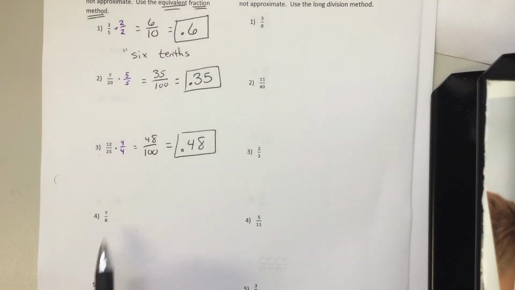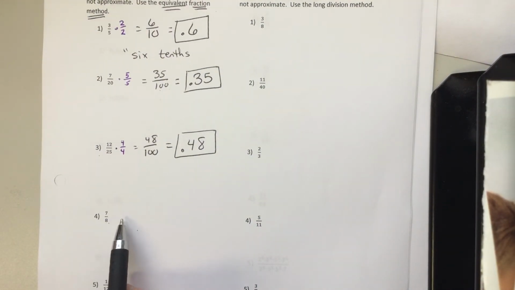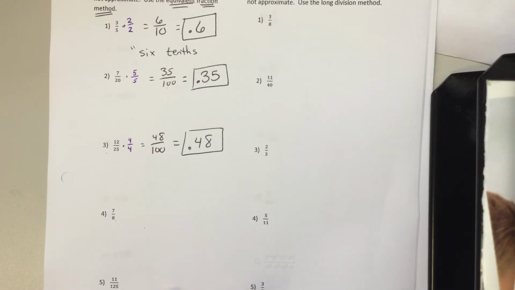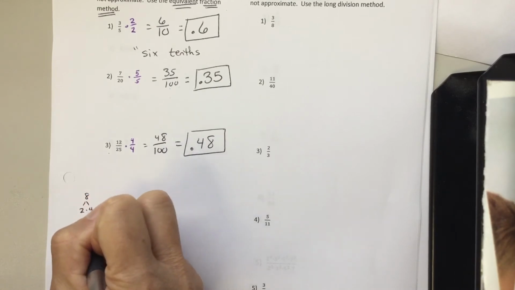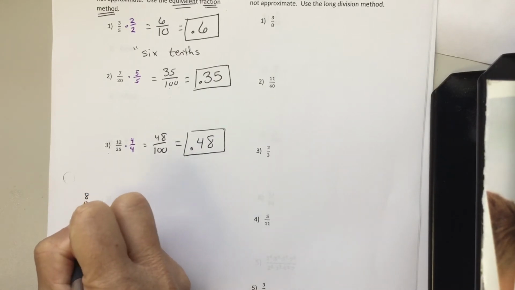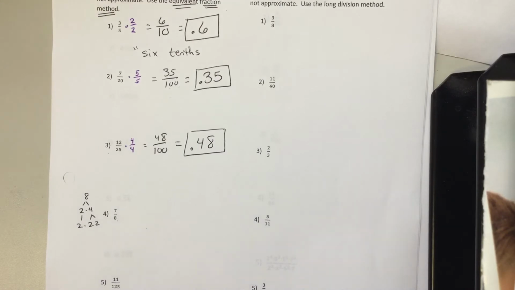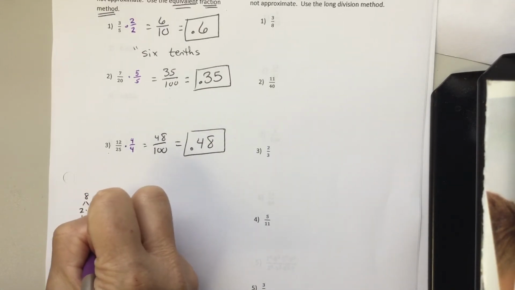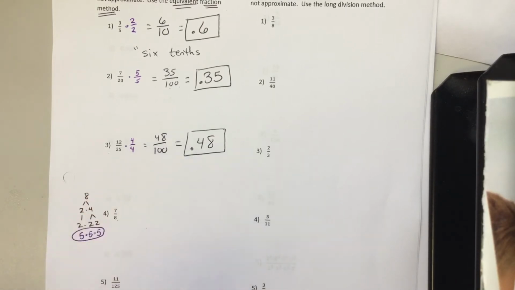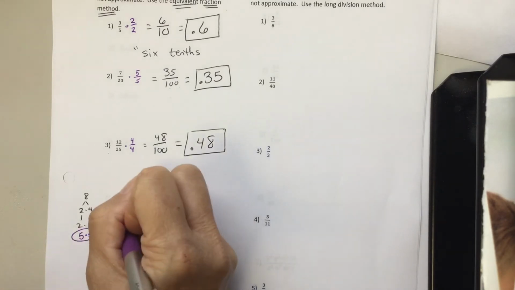Now 4 is a little bit trickier. We have 7/8, so it's not real obvious what I need to multiply 8 by to get a power of 10. So one thing you can do here is you can break down the 8 using a factor tree. And we see that 8 breaks down into 3 2s. So each time I break down a 10, I get a 2 and a 5. So for each 2 that I have, I need a 5 to go with it. So if I have 3 2s, what that tells me is I need 3 5s. So 5 times 5 times 5 would be 125.